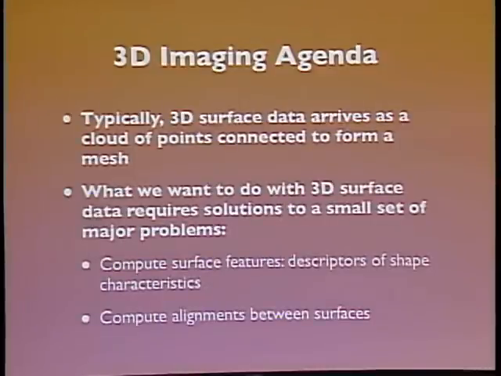We collect data with one of these devices that I told you about last time on Wednesday. And typically the thing that we get put on disk, or the thing that we receive from these sensors, is a cloud of three-dimensional points that have been connected to each other to form a surface mesh. So in other words, the first part of the file will basically give you a set of three-dimensional coordinates, x, y, z, x, y, z, x, y, z, x, y, z. And then the second part of the file will tell you, in some sense, how those points are connected to each other to form a closed surface.